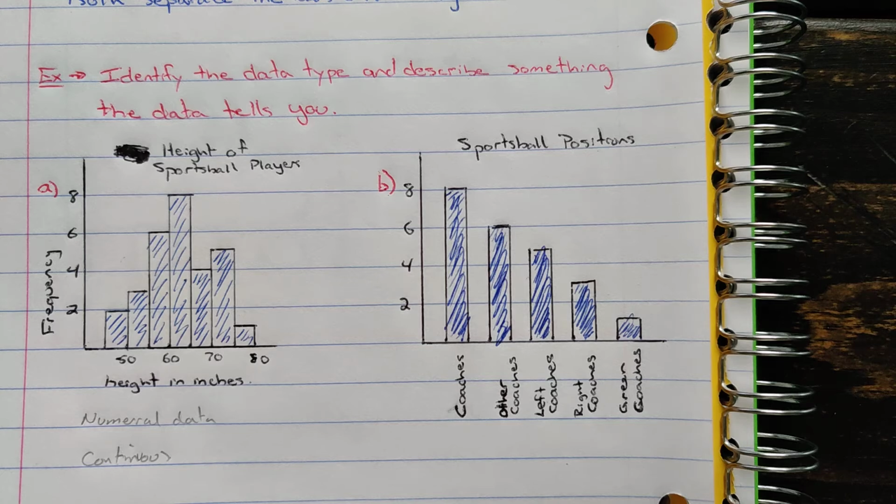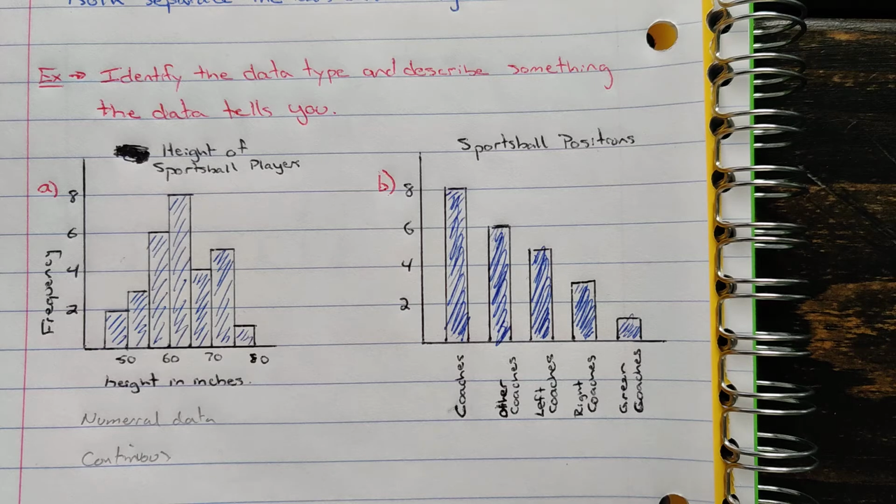There's coaches, other coaches, left coaches, right coaches, and green coaches. They are separated bars. So right away we know this is not continuous data. So we've got to look at the options that are available to us. So is this discrete data, where it can only take specific values?